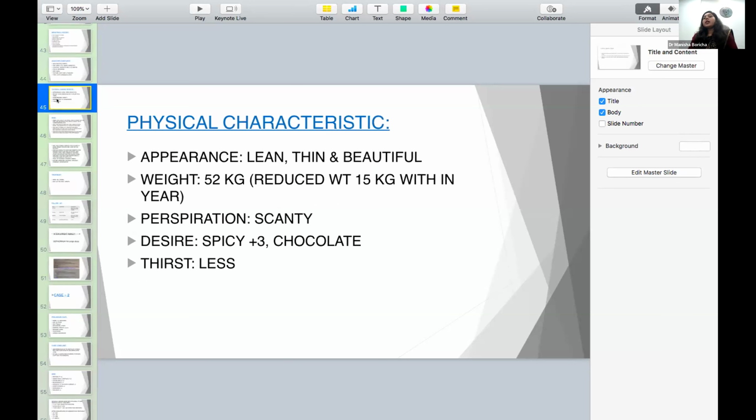Next one. Physical characteristics: she is lean, thin, and beautiful in appearance. She is very pretty. Weight is 52, and she reduced her weight by 15 kg within a year. Perspiration scanty, desire spicy, chocolate +3, and she is thirstless. Next one.